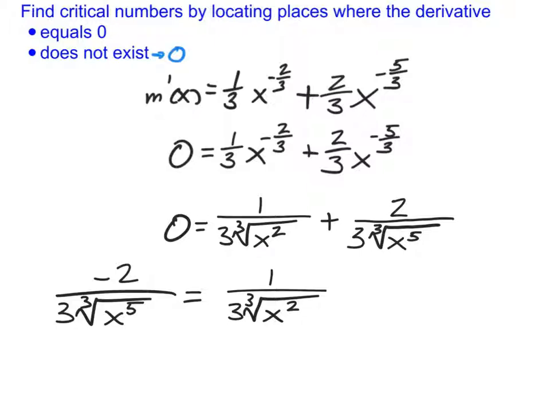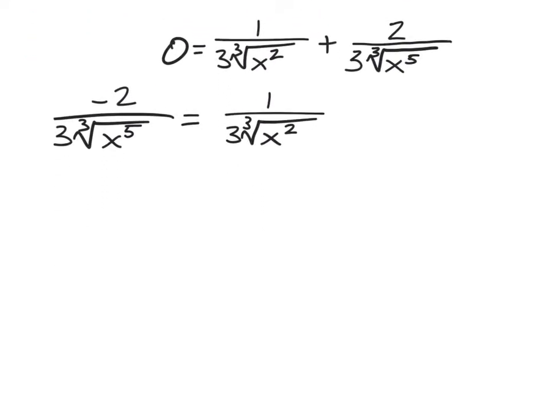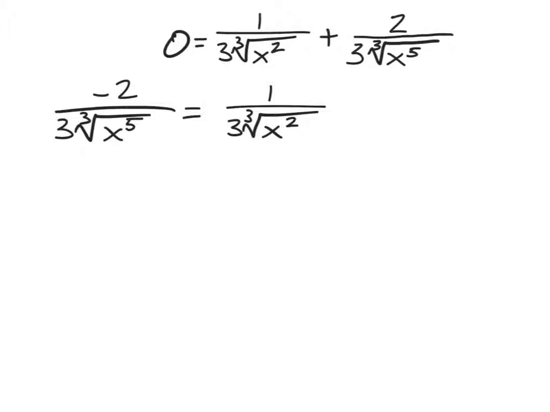Now, why would I do that? What advantage does this pose? Well, you'll notice now we have a proportion. We can cross multiply here. So cross multiply at this point. Go ahead and do that first.